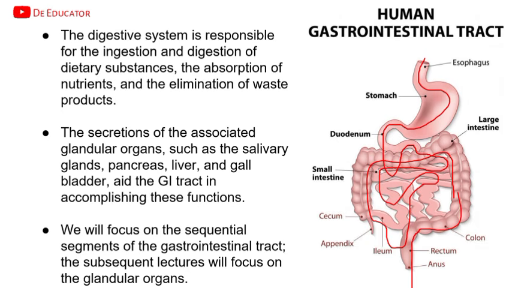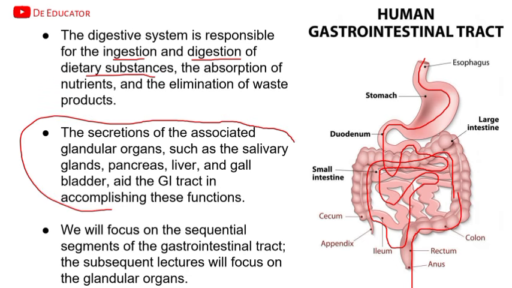So for the introduction, the digestive system is responsible for the ingestion and digestion of dietary substances, and also the absorption of nutrients and the elimination of waste products. The secretions of the associated glandular organs such as the salivary glands, the pancreas, liver, and the gallbladder aid the GI tract in accomplishing these functions. That we are going to treat in a separate video. The accessory organs, we're going to treat in a separate video. In this video, it is just the tubular structure we're dealing with.